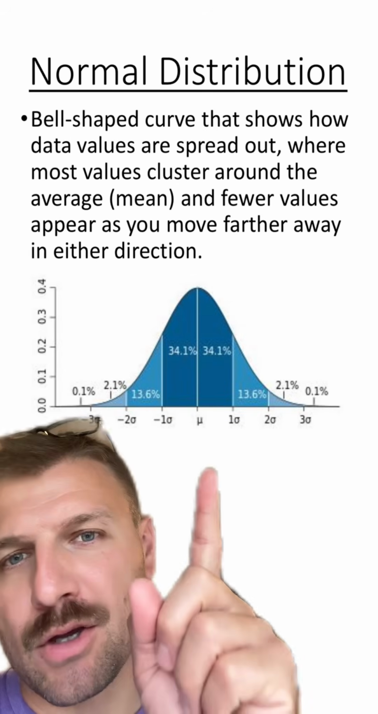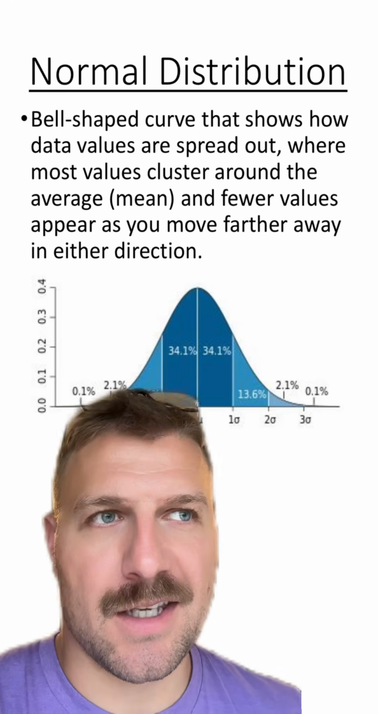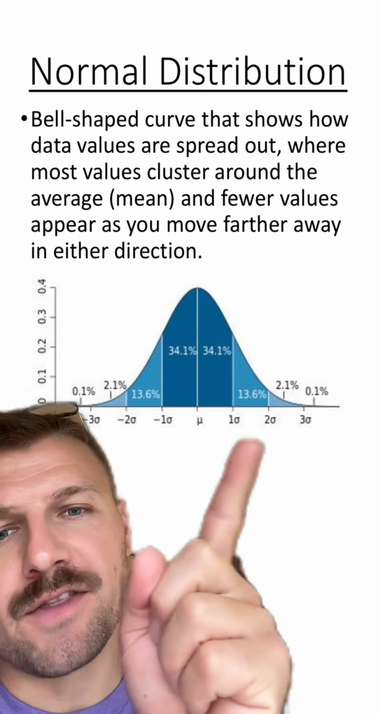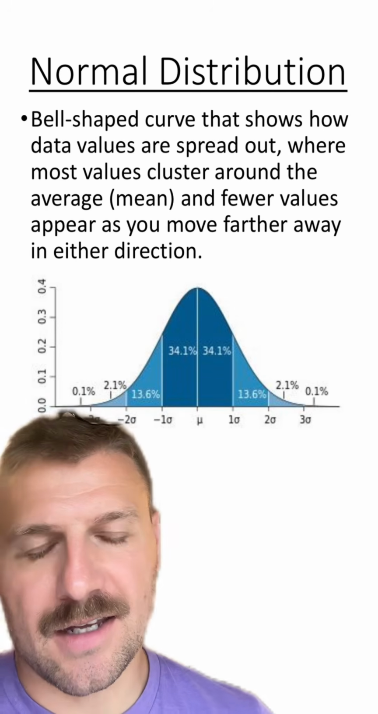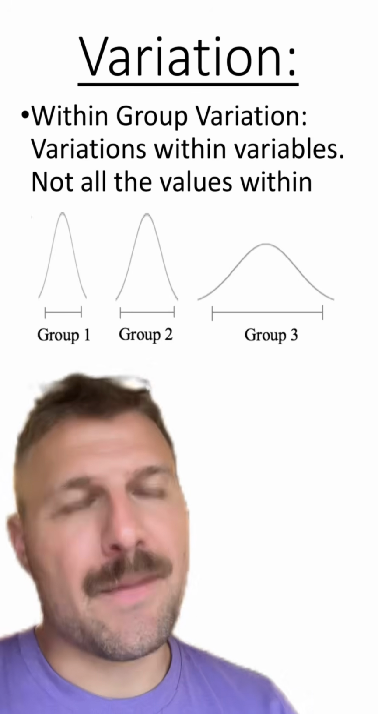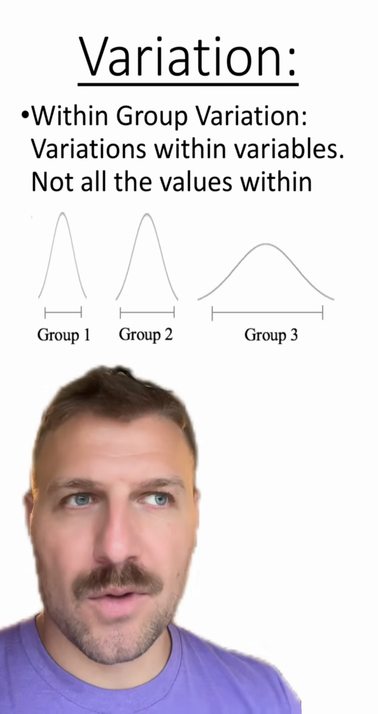This is basically a bell-shaped curve that shows how data values spread out normally or typically in data sets, where a bulk of the data is going to be near the average, while the extremes have less and less data. Within group variation is data within the group. In other words, this is variation within one variable of data.